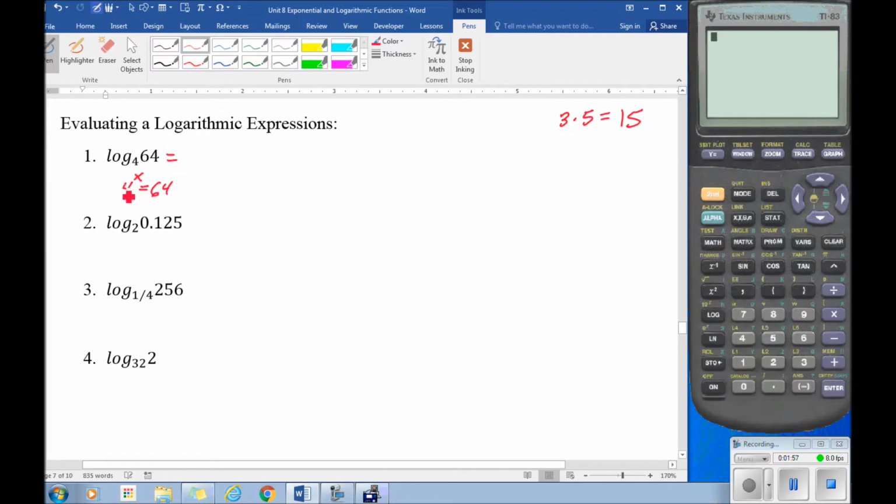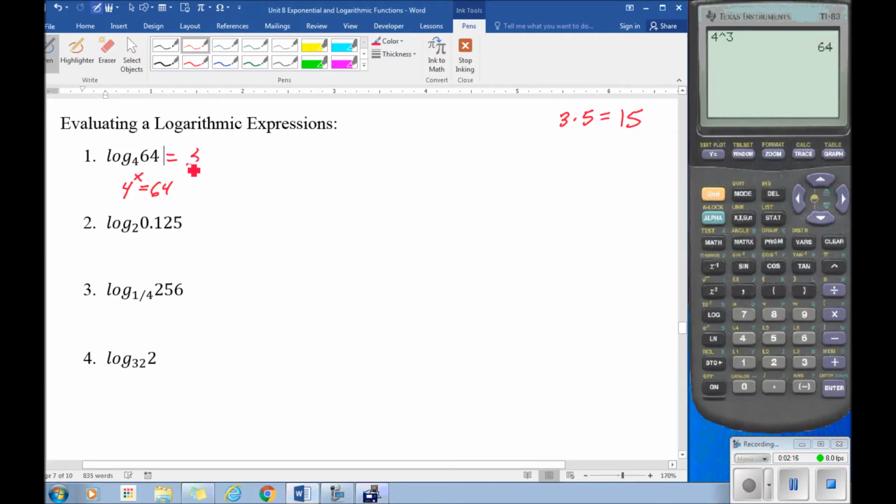Let's see if we can figure out 4 to what power is 64. We'd want to figure that out. So just guess and check here quickly. If you know your tables, 4 to what power? Let's see, try 4 to the third. Oh, look at that, we got it right away. So 4 to the third power is 64. And that's what this logarithm is asking us to find. 4 to what power equals 64?